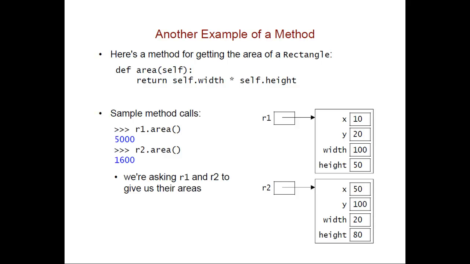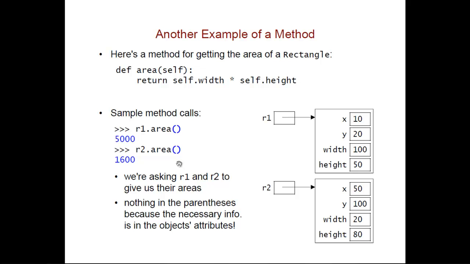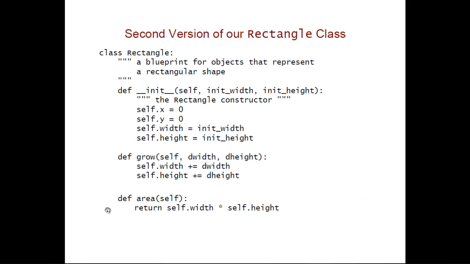And you can think of these calls as asking the rectangles to give us their areas. And it's worth noting that there were no inputs in the parentheses here. The only parameter is the self parameter, and that comes from before the dot. No other information needs to be passed in because all of the necessary info is in the object itself. Now that we've added those two methods to the rectangle class, we can simplify our client program.